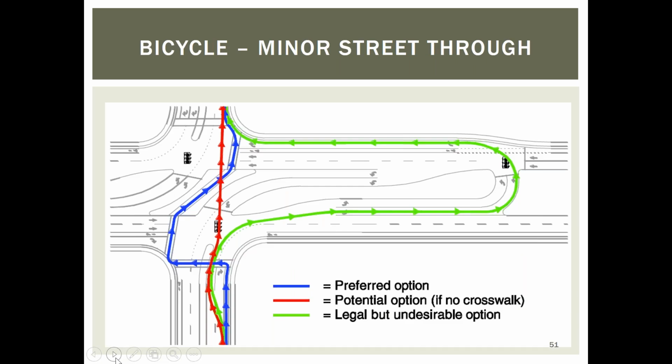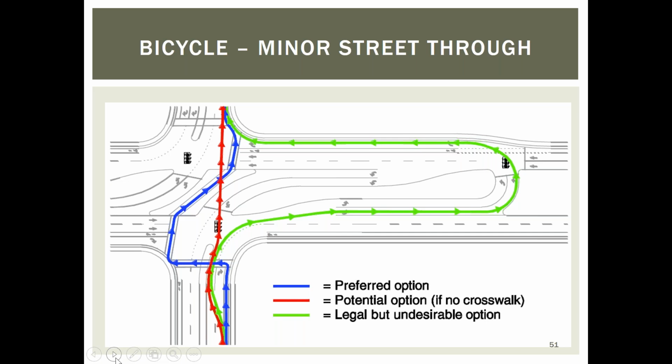For cyclists, for bicyclists, well, the only difference is going to be for cyclists coming out from the minor street. For cyclists on the major street, there's no difference. They can continue straight, they can make the left, they can make the right. The difference is for cyclists on the minor street that want to make the crossing maneuver, go over to the other side on the minor street, or make the left turn coming up from the minor street.